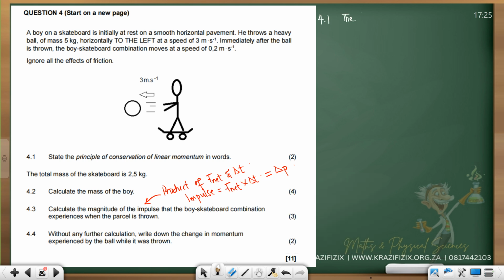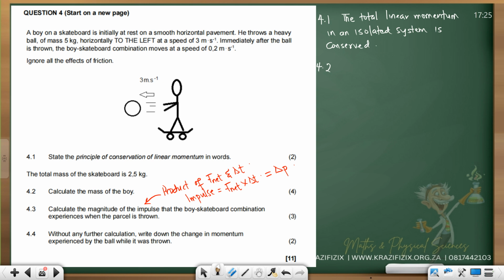The total linear momentum in an isolated system is conserved. That is beautiful. Done. 4.2. The total mass of the skateboard is 2.5. Calculate the mass. Now let's go back to the story.